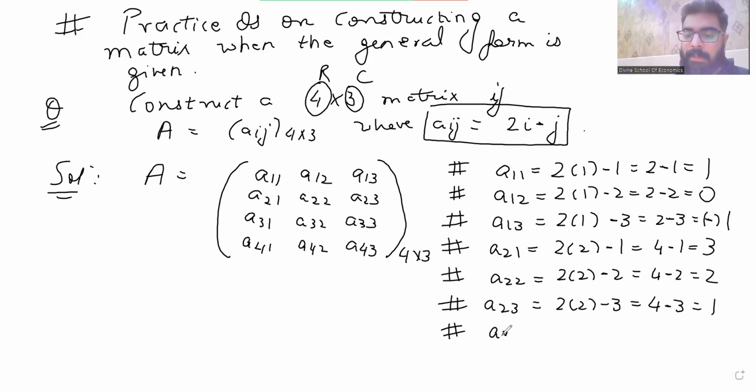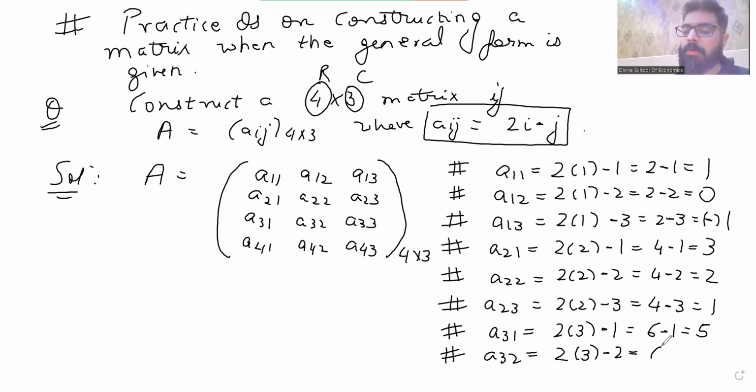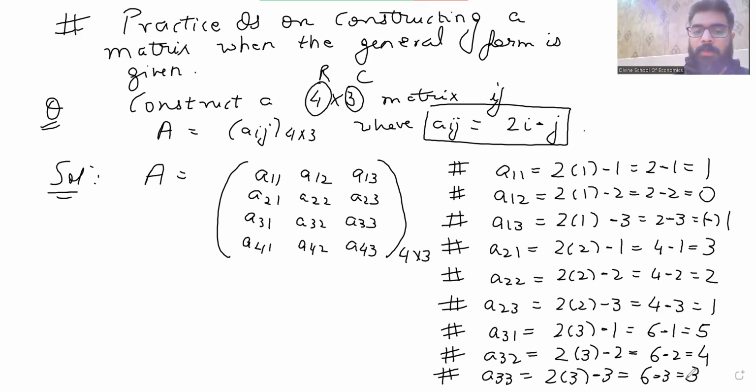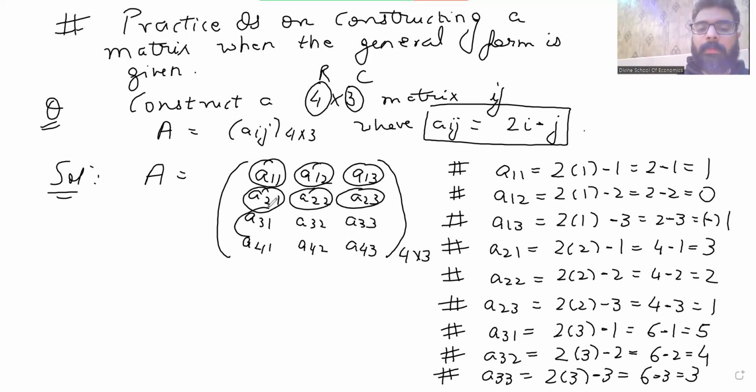What will A31 be? Put i as 3, j as 1. So 2 into 3 minus 1, which is 6 minus 1, which is 5. A32: put i as 3, j as 2. So this is going to be 6 minus 2, which is 4. A33: put i as 3 and j also as 3. So it's going to be 6 minus 3, which is 3. So starting from here, we have worked out all this. I still have to work out the last row.